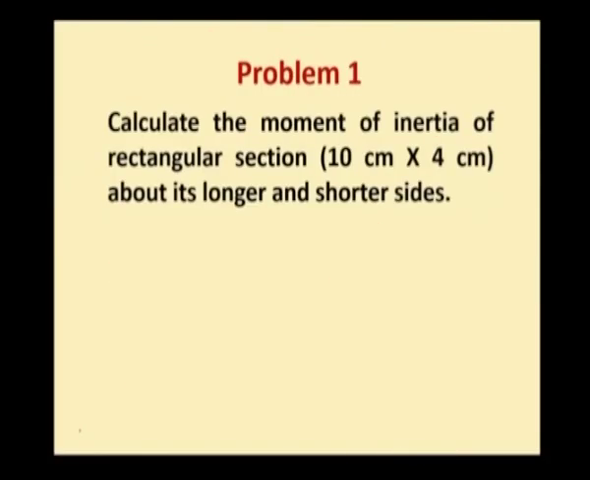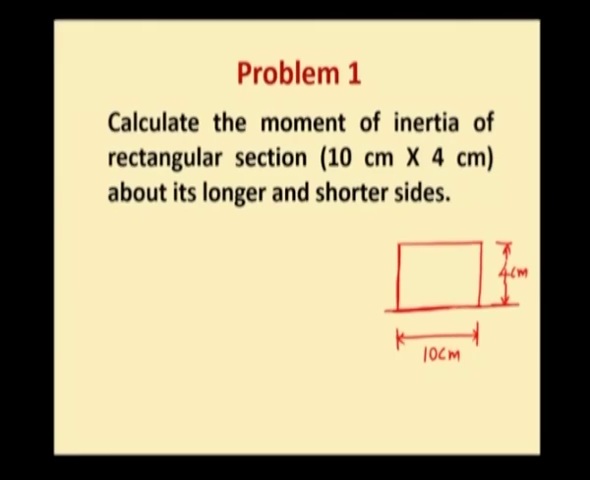Now, we shall see a problem for calculating the moment of inertia of a rectangular section. The dimensions of the rectangular section are given. Length of the rectangular section is 10 centimeter and breadth of the rectangular section is 4 centimeter. Calculate the moment of inertia of this rectangular section about its longer and shorter sides. Now, this is the longer side and this one is the shorter side.